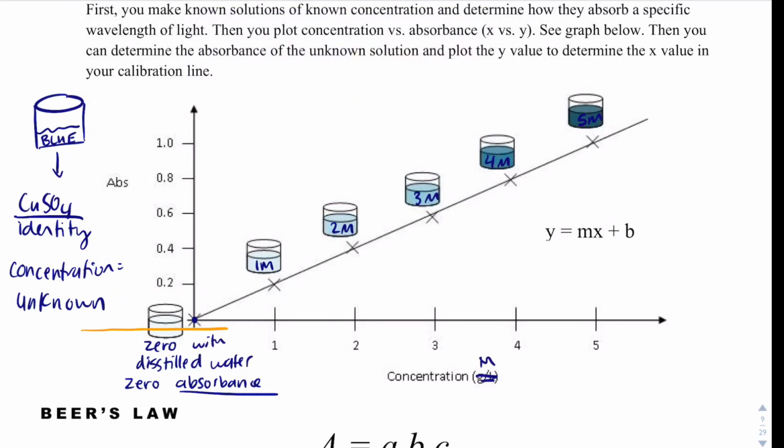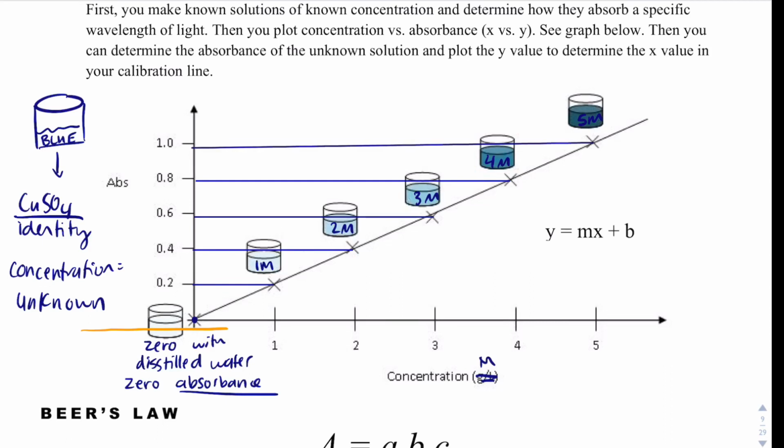And then what I'm going to do, and this won't take long when you do it, is I'm going to put in each sample my 1 molar, read its absorbance. I'm going to put in my 2 molar, read its absorbance. I'm going to put in my 3 molar, read its absorbance. 4 molar, read its absorbance. 5 molar, read its absorbance. And then I can make what's called a calibration curve.